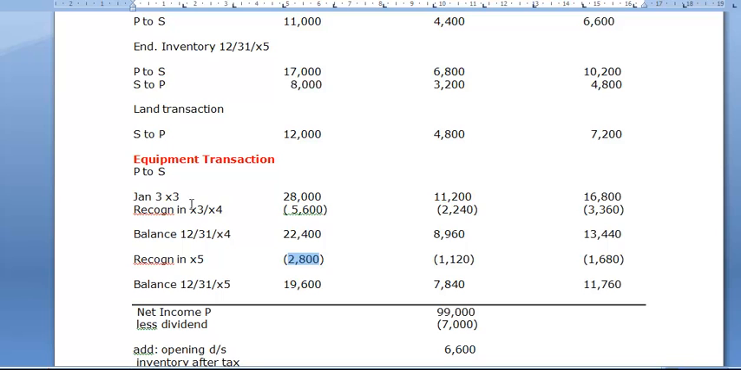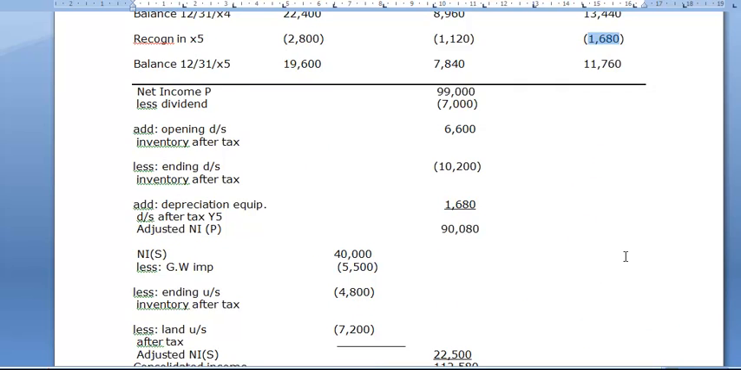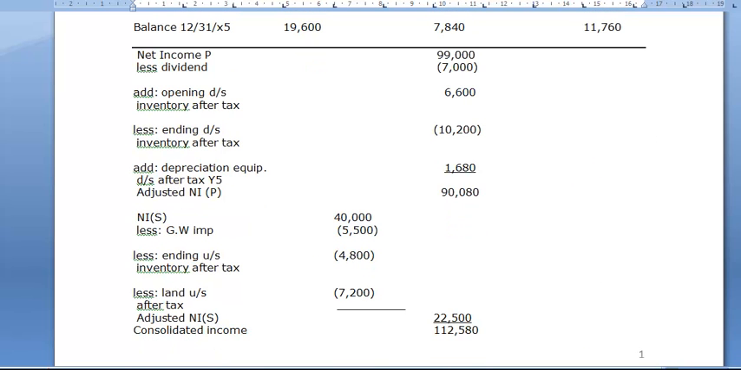How we would do it is we would adjust the parent's income by after-tax $1,680 this year to take in that $2,800 pre-tax. Right? So we'll adjust the parent's income by $1,680 upward to be recognizing some of that profit to the consolidated entity. So now that we've analyzed our transactions, let's start our separate entity income adjustments.